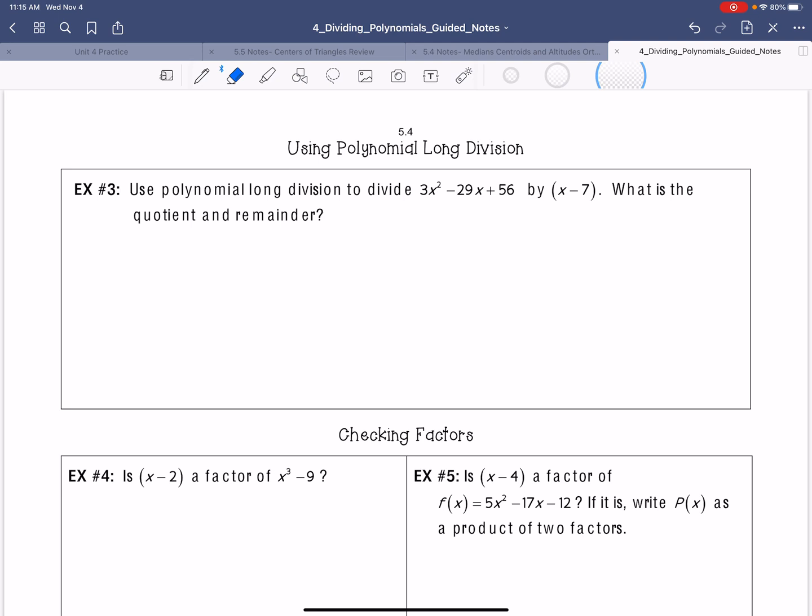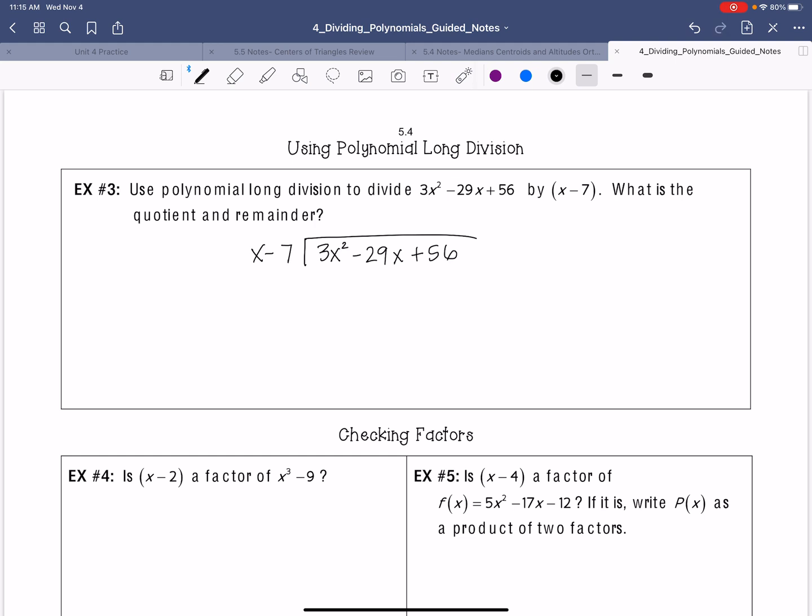All right, so again, inside my box, we're going to have this 3x squared minus 29x plus 56. I do want to point out, we haven't had it happen yet, but you do have to put placeholders in here. If it had gone like 3x cubed minus 29x plus 56, you would have to put a placeholder in there for that x squared position. So you'd put plus 0x squared, just so you keep all of the correct spacing. And then we're dividing by x minus 7.